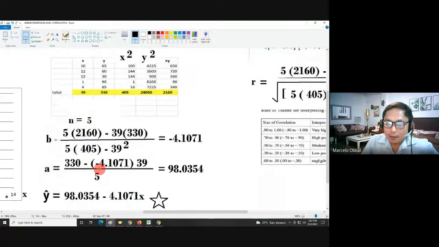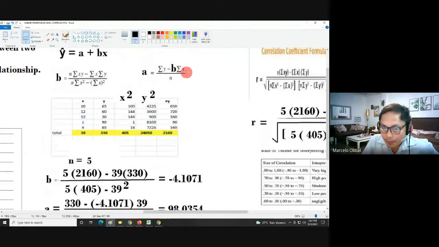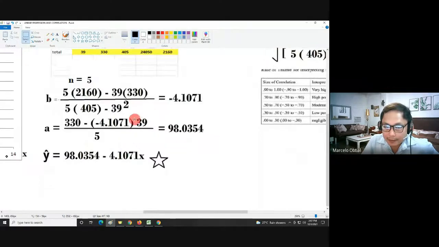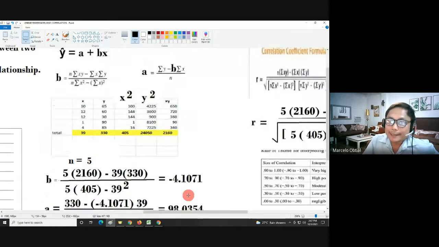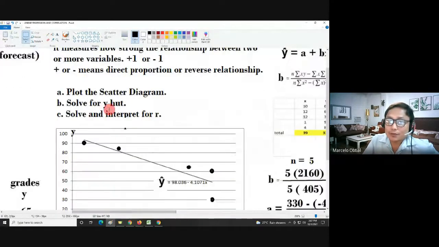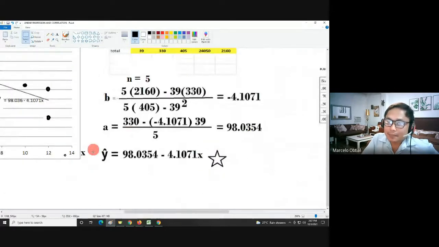Negative 4.1071 times summation of X, 39. Kaya 39 dito. Divided by 5. So the answer though using your calculator is 98.0354. So after that, since you're asked for the linear regression equation or y hat, just write the answer here. Kaya may star dito. That is the answer for letter D. It's an equation. I hope naiintindihan, class.